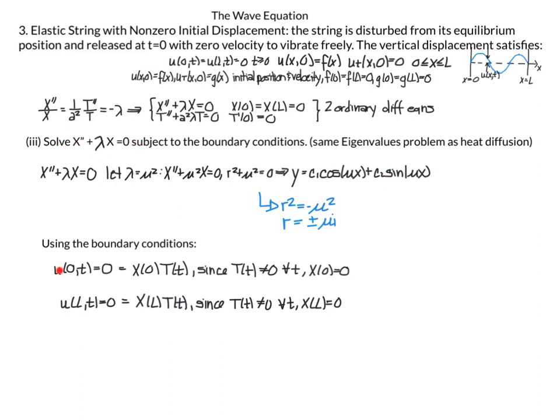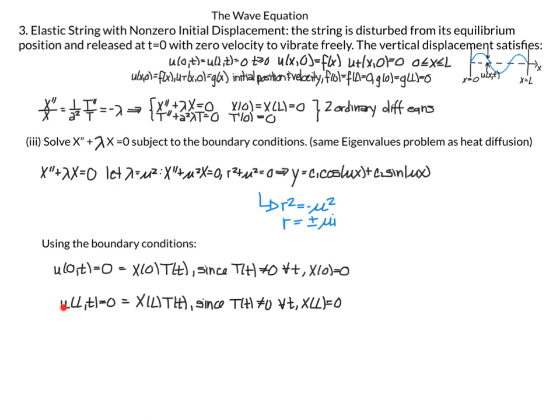So u is equal to x times t, function x times function t. And when x is equal to 0, u is equal to 0. So I'm going to plug in position x equals 0. Now this is equal to 0, but since time is not equal to 0, that must mean x of 0 is equal to 0. So this is our first boundary condition for our ordinary differential equation.